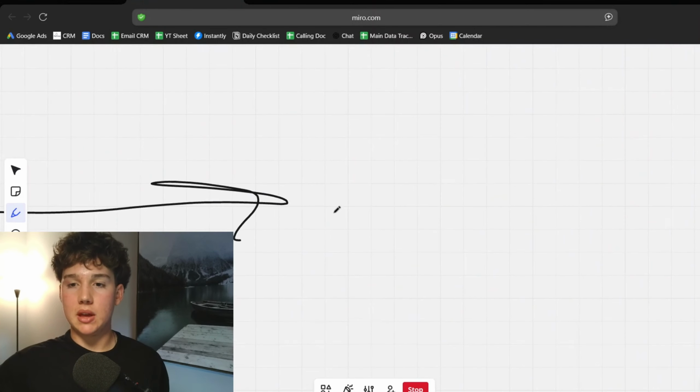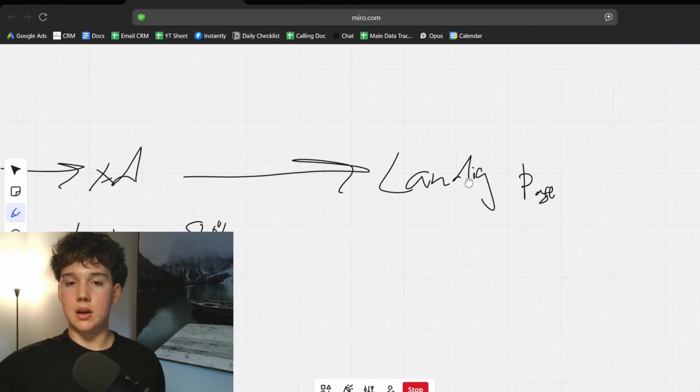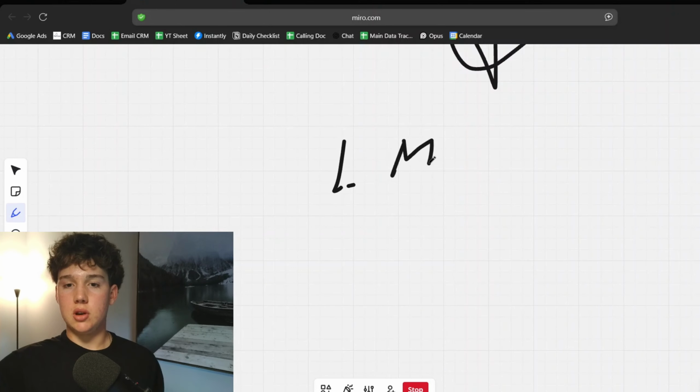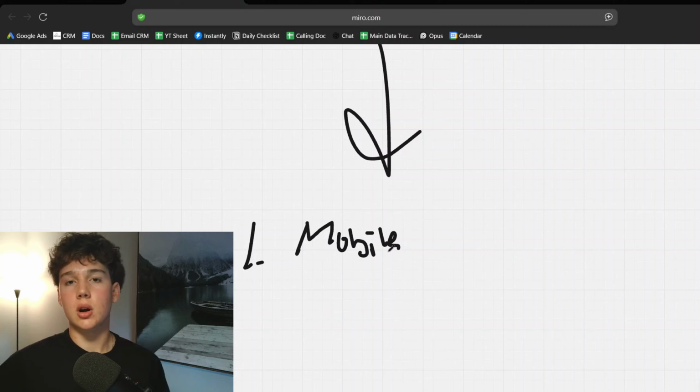The next step is the landing page. Now I'm just going to break down the formula for a landing page. There are really a few key things that are going to make the biggest difference with your landing page. Number one is you need to make sure it's optimized for mobile. 80% of your traffic, or even 90% of the traffic I see for the agents I work with and run ads for, comes from people on their phones.